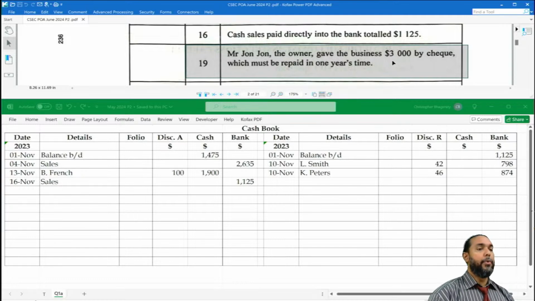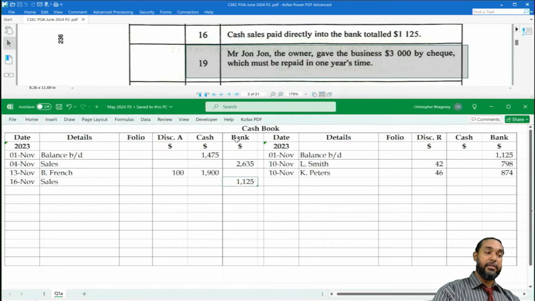Okay. Now, either way, whether there was capital coming in or a loan coming in, what's happening to the amount of money in our bank account? Increase or decrease? Increase, because Mr. John is giving the business 3,000 by check. So bank is increasing. Bank is an asset, and assets increase with debits. So again, on the debit side, under the bank column, you're going to put 3,000, and you're going to put loan, Mr. John, on the 19th of November.